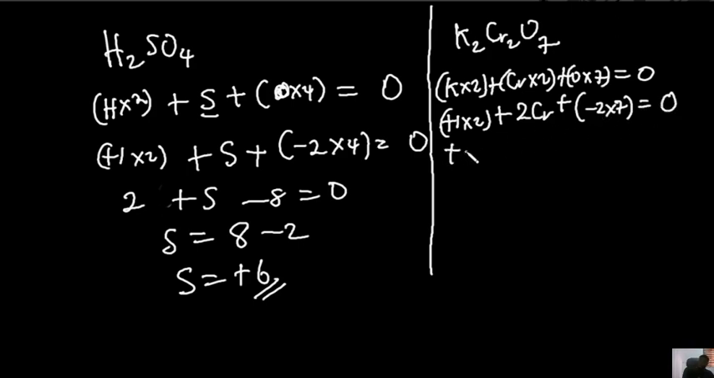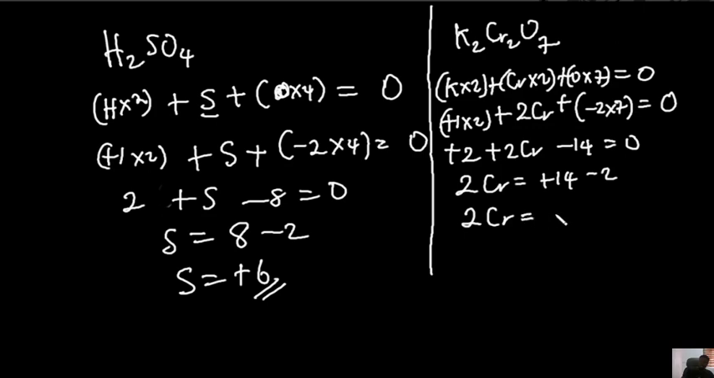So this is going to be plus 2 Cr, minus 2 times 7 is minus 14 equals 0. So if you cross over, it will become 2Cr plus 14 minus 2. And this is going to give us 2Cr equals 12. Dividing through by the coefficient of Cr, we are going to have that the oxidation number of Cr will be 6. Hence, the name of this compound is going to be potassium heptaoxodichromate 6. And that's the oxidation number.